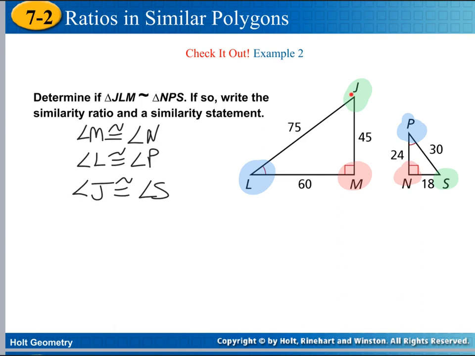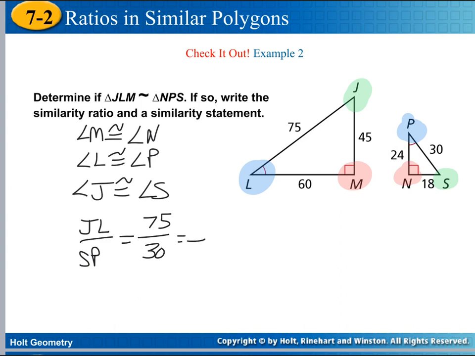So if we go from the green to the blue, so this would be green to blue in the smaller triangle. Green to blue in the large is JL, so we're going to look at JL, and JL is 75, so that would be in the numerator. And we're going to match that with SP, and SP in the smaller triangle, going from green to blue, is 30.